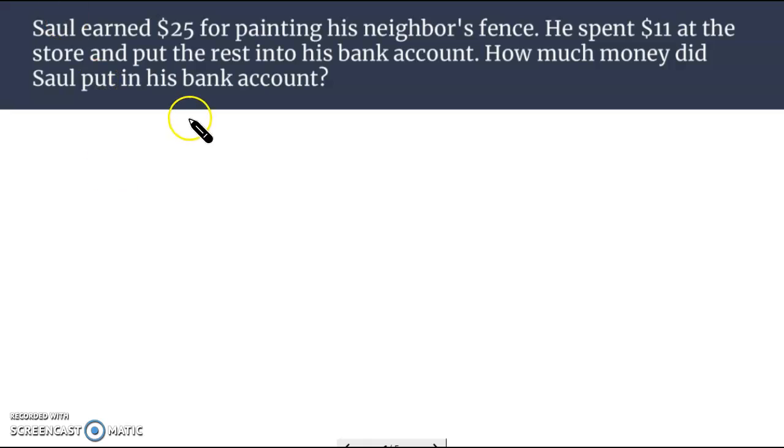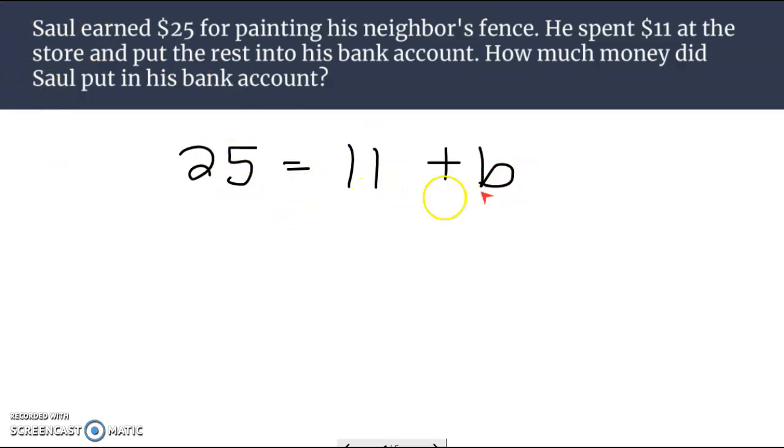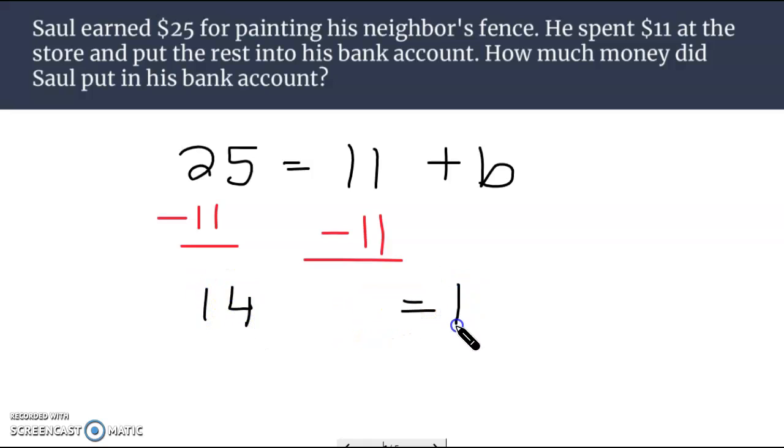So we can set up the equation like this. He earned $25 and then of that 25 he spent 11 and the rest goes in the bank account. So of the $25, we're organizing that into two categories of money: $11 that he spent and B dollars that he put in the bank. In order to solve this, we'll simply take away 11 from both sides. 25 minus 11 we see as 14. So Saul put $14 in his bank account. Let's look at this one.